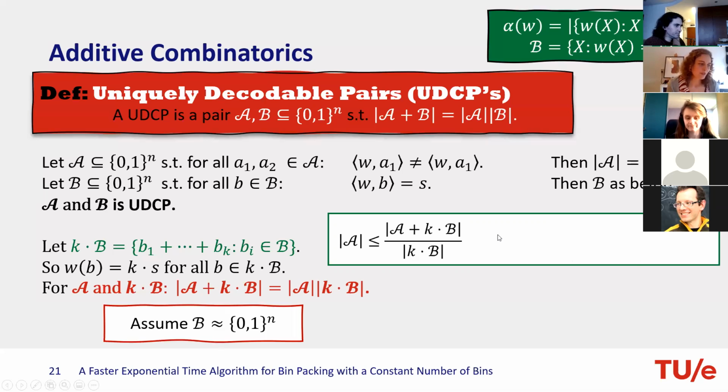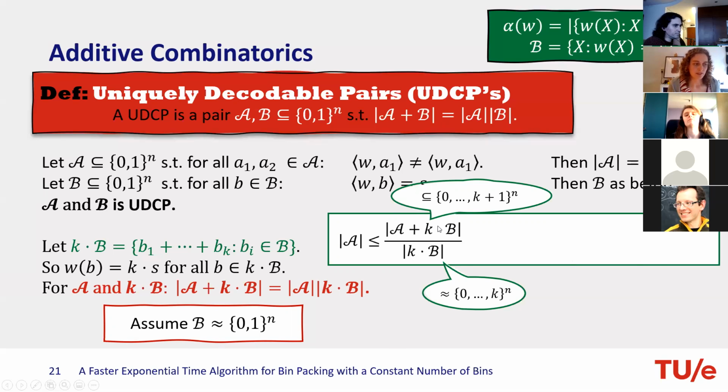So we're going to assume that b is like almost all the vectors, {0,1}^n. If that's the case, then we also know that k times b is also almost everything, because we could just combine everything. So this is always almost of size (k+1)^n. And remember that everything in a plus k times b is then going to be somewhere in the sets 0 up until k+1 to the power n, because those are the only values that we can get.